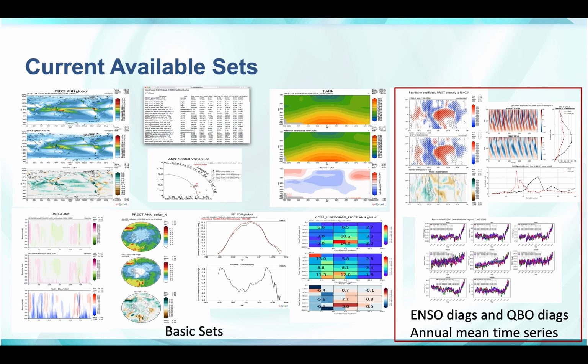The reference data could be observation or another model run. Either pre-calculated climatology files or monthly time series can be used as input of these sets. Moving on to version 2, on the right-hand side, we now have support for annual mean time series analysis, ENSO Diags, and QBO Diags. These new sets take only monthly time series as input.